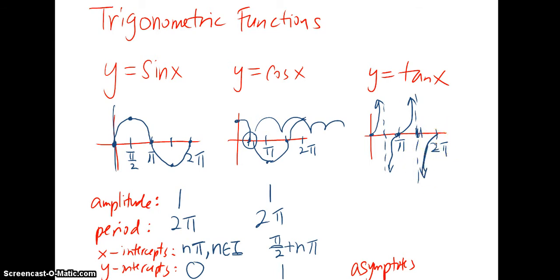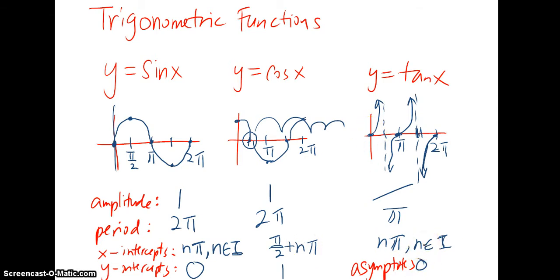When we have tangent, we don't talk about amplitude. The period, they repeat every pi. The zeros, you can see here, also hit every pi. The x-intercept is every pi. And the y-intercept hits at 0.